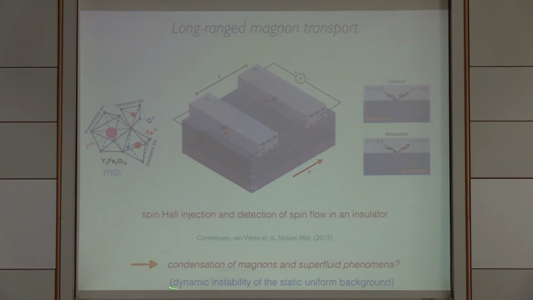Now, the question that I want to ask in this talk is, if we drive this or other similar systems, perhaps based on similar materials, far enough out of equilibrium, whether we can achieve regimes of condensation of magnons and, in relation to that, superfluid transport phenomena. So to go beyond the diffusive character of transport.